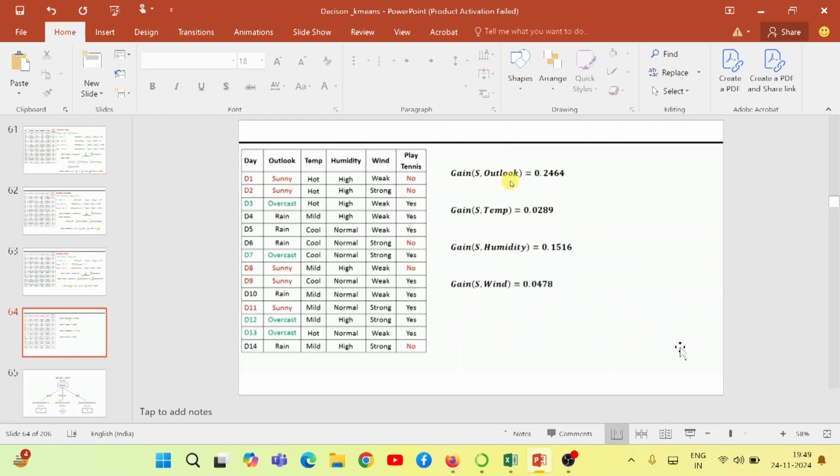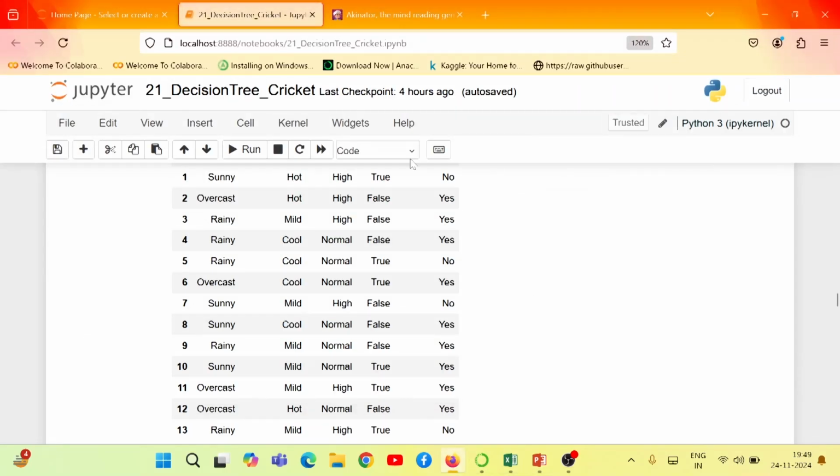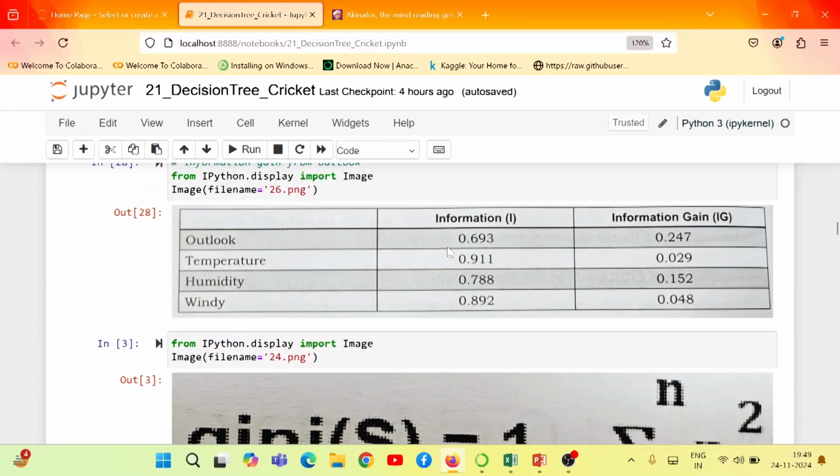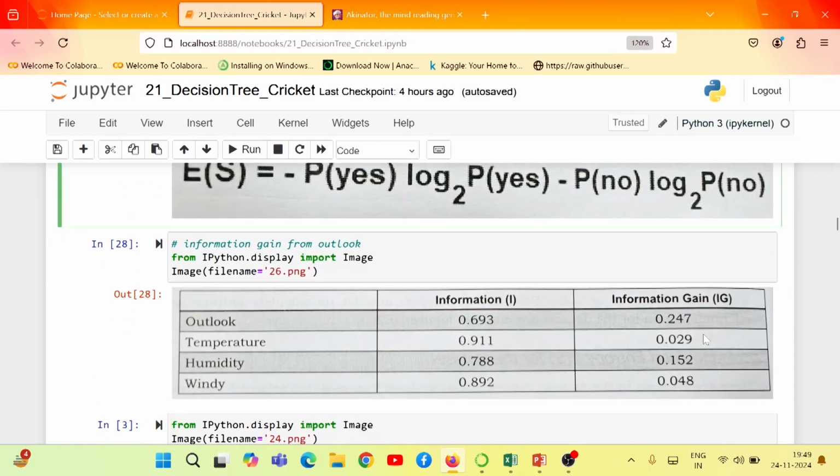Now let me put it all together so that you can understand this. In the case of outlook, the information gain is this much. In case of temperature, this much value we have for the information gain. In case of humidity, this much value we have obtained. In case of wind, this much value we have obtained. These are the values which I am showing over here. So this is how we can calculate the information gain.